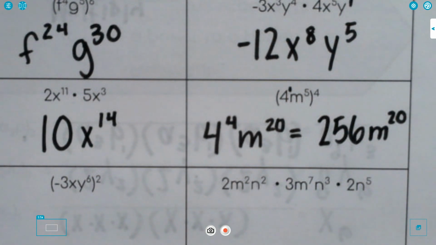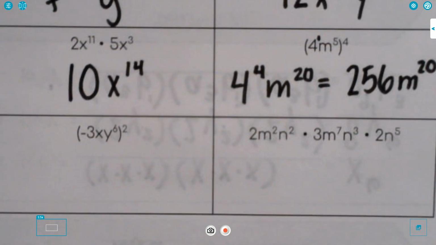You guys saw when we did the example on the front, the one with the 2 out in front, we did 2 times 2 times 2. That would be 2 cubed. 2 cubed is 8. 2 to the 3rd power is 8. All right, we've got 2 last problems here.